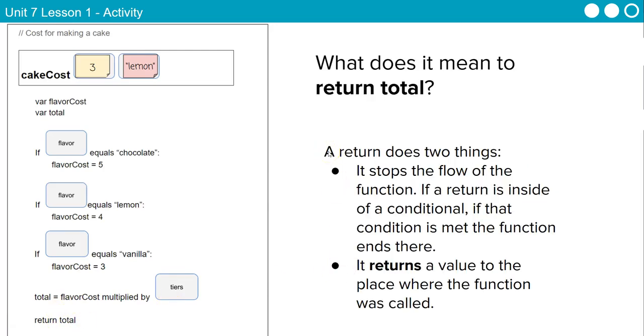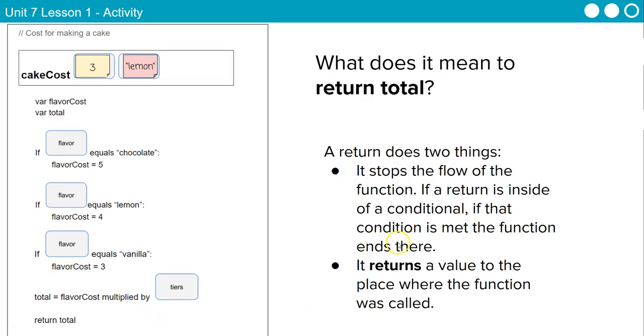So what does return do? It does two things. One, it stops the flow of the function. So once you run this line of code, return, it kills your function, right? If this return was up higher, like right here, once that return runs, it would not run any code after the return. It's like a way to break out of your function immediately.